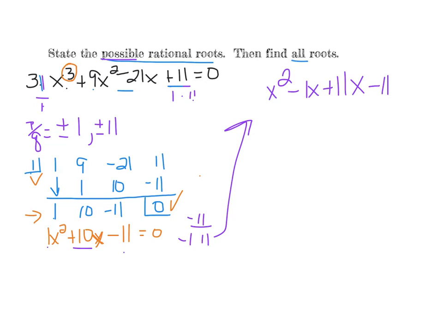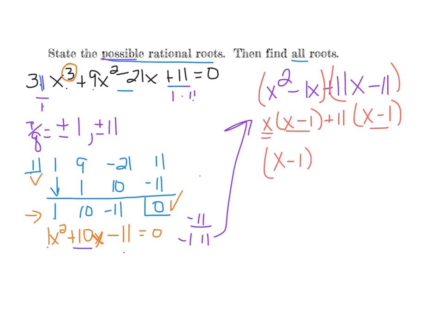Then I will use my grouping. So there's an x in common. That leaves me with x minus 1. Here, these two have an 11 in common. That leaves me with x minus 1 also. I will factor out that x minus 1 there. And that leaves me with x plus 11.